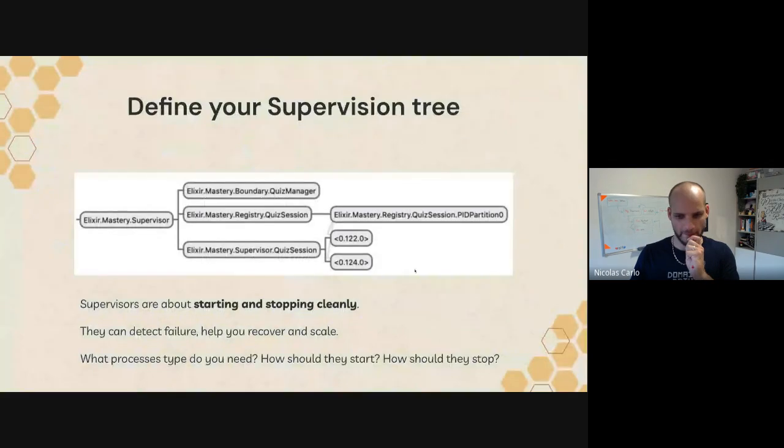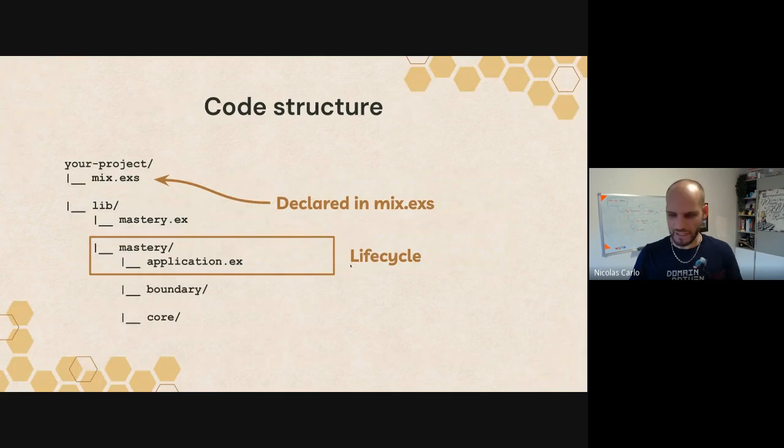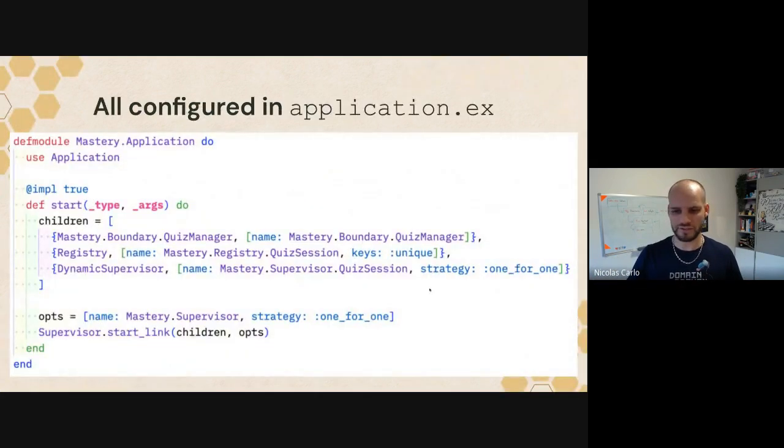All right. So it looks like that. Supervisors are about, like, the main question is, how do you want to start your processes? How do you want to stop them? When you answer these questions, it will do the scaling and the recovery for you. The strategy will be here. The lifecycle part is really the application file of your code. And you also, of course, declare that at the top level, because at the top level, you need something to start. Mix will start your top level supervisor that will be responsible for starting your processes that will be doing the work.